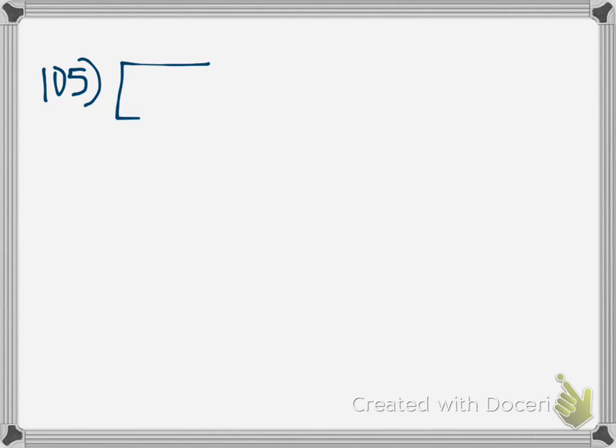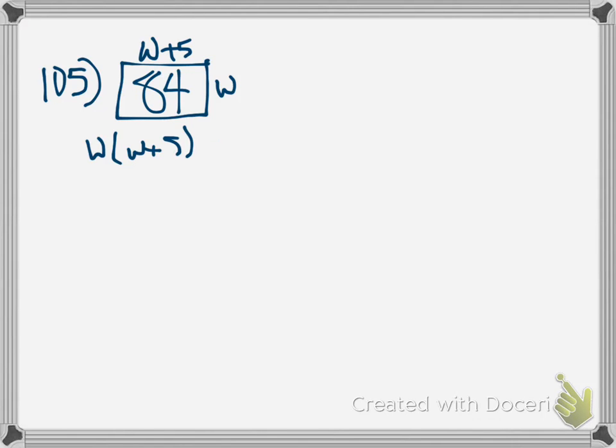So, on number 105, you can see here what I'm doing is kind of drawing it. It says there's a width, the length was 5 times plus the width, so that's what I did, and the area is equal to 84. And so I set that all there. How do you find area? You multiply the two sides. Well, that's what I'm doing here.